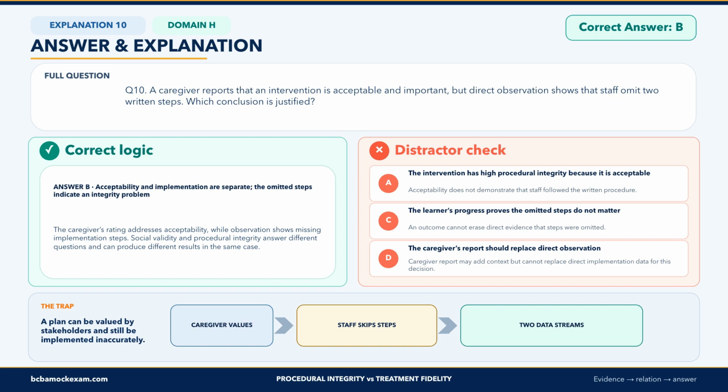A. Acceptability does not demonstrate that staff followed the written procedure. C. An outcome cannot erase direct evidence that steps were omitted. D. Caregiver report may add context but cannot replace direct implementation data for this decision. Keep acceptability and implementation evidence separate. One does not substitute for the other.